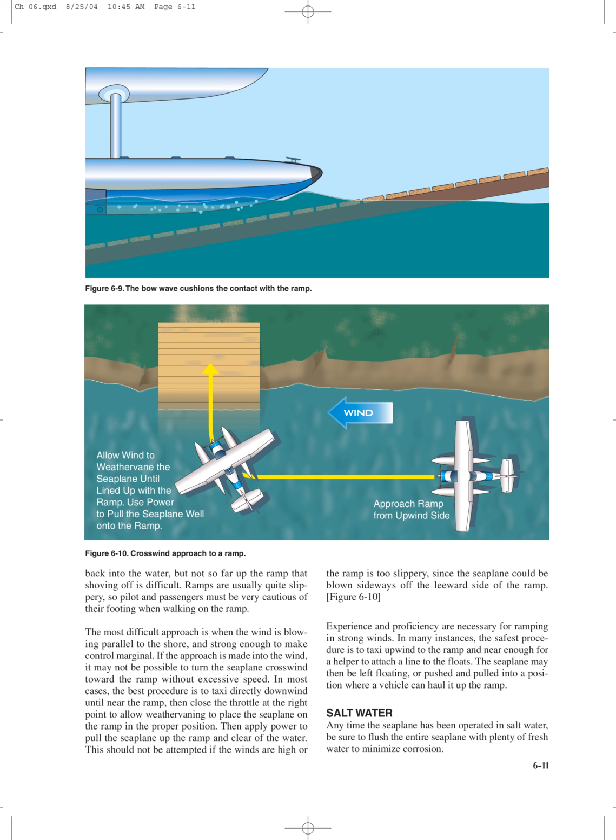This should not be attempted if the winds are high or the ramp is too slippery, since the seaplane could be blown sideways off the leeward side of the ramp. Figure 6.10. Experience and proficiency are necessary for ramping in strong winds. In many instances, the safest procedure is to taxi upwind to the ramp and near enough for a helper to attach a line to the floats. The seaplane may then be left floating, or pushed and pulled into a position where a vehicle can haul it up the ramp. Salt water.